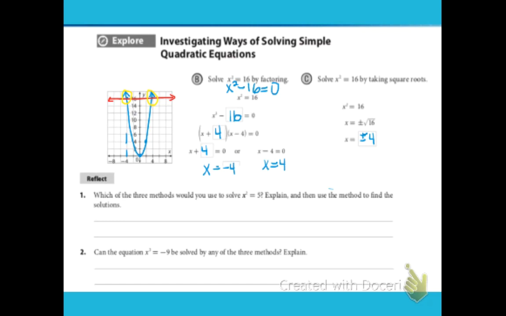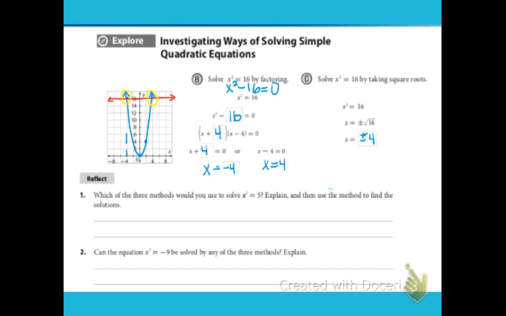So here are a couple questions to reflect on, and if you'd like, you could pause the video and jot down your answers to these two questions. Number one, which of the three methods would you use to solve x squared equals 5? Explain and then use the method you decided on to find the solutions.